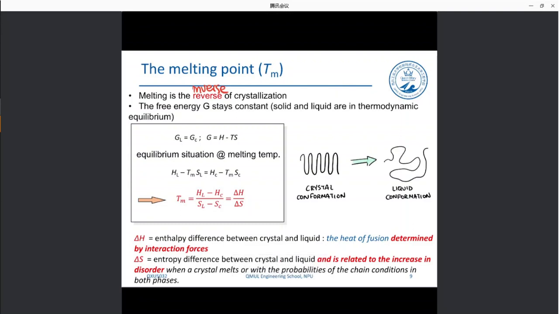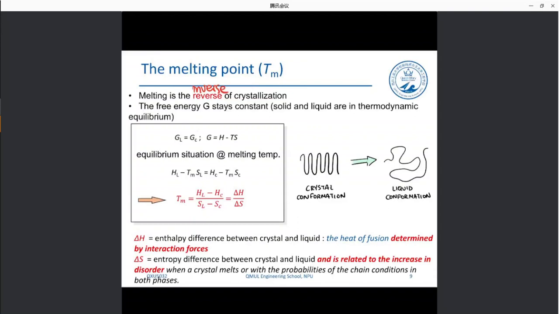It is important that at the melting point, the Gibbs free energy is constant. So the solid and liquid are in thermodynamic equilibrium. The solid and the liquid are in the same relaxed state, and there is essentially no problem between the two of them.